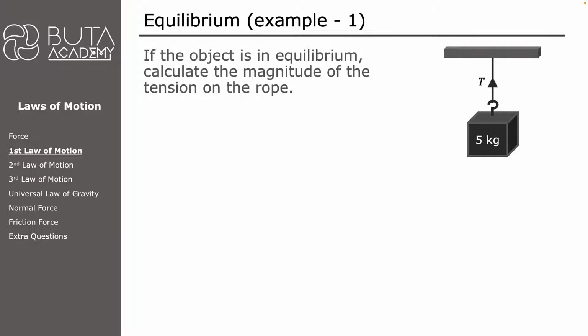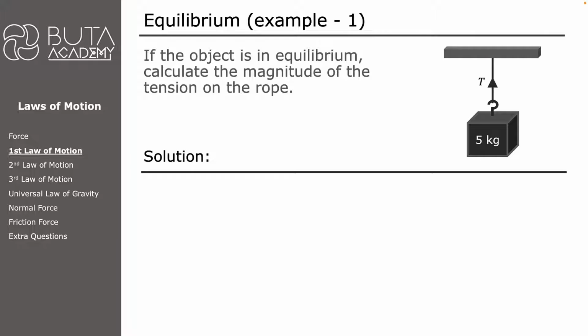An object is hanged from a ceiling by means of a rope or string. We have to calculate the tension force on the rope. First things first, if the object is in equilibrium, the net force on it will be equal to 0.